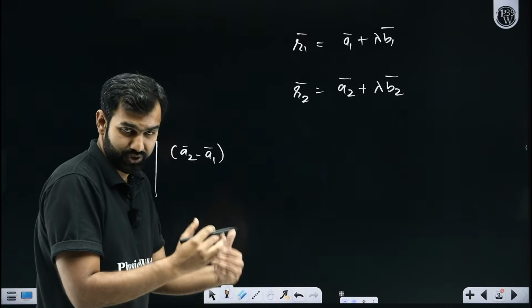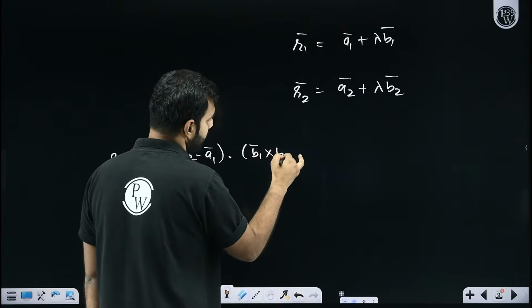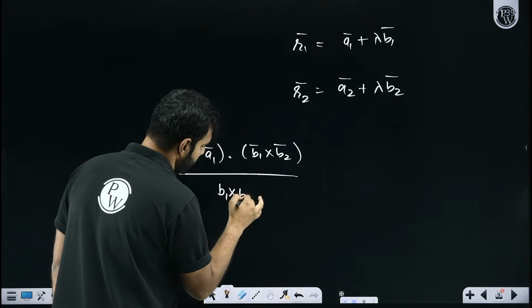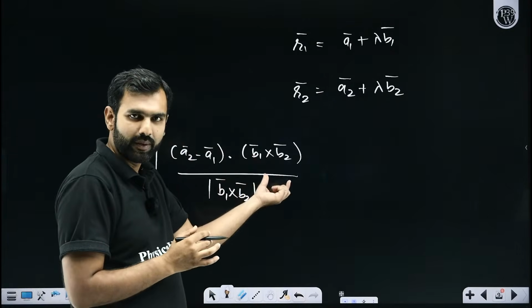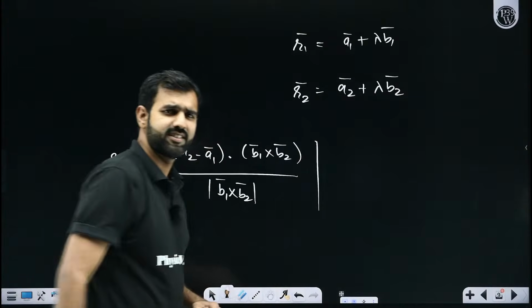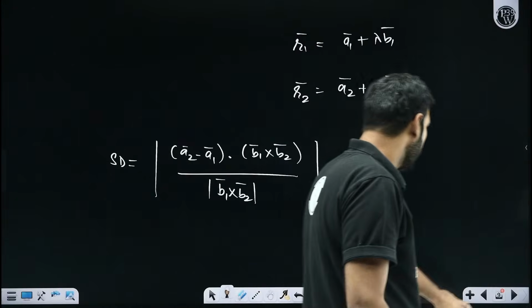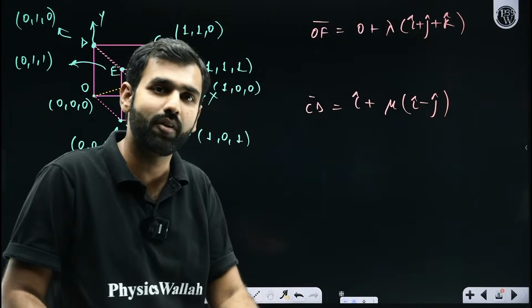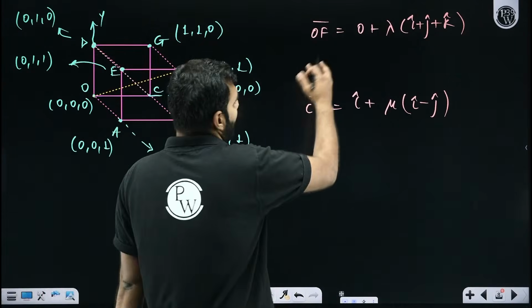Remember that the projection of A2 minus A1 on B1 cross B2, because it is always found along the common normal. So this is how you find the projection of this. The unit vector B1 cross B2 divided by the magnitude of B1 cross B2. So that's your shortest distance formula. Do you all remember that? It is now understandable. Great. I hope no confusion on that. Shall I explain how I got OF and CD? Everybody understood that? Now from here, let us find the shortest distance.